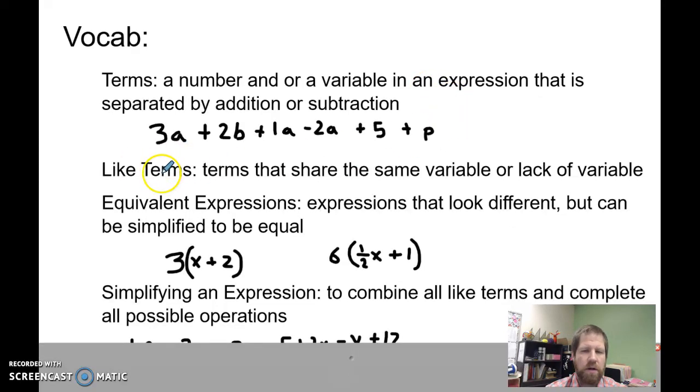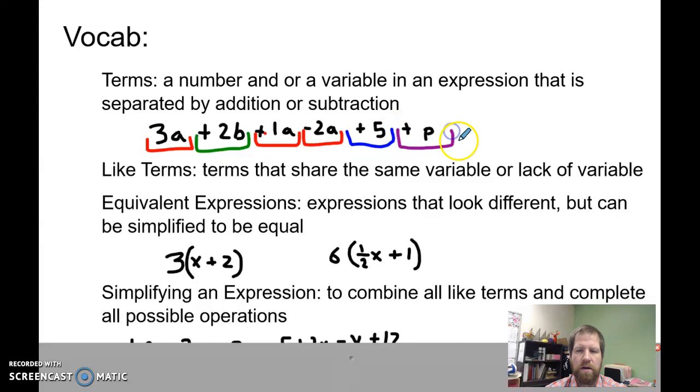Like terms are terms that share the same variable, or lack of variable. So my like terms here would be all of the ones with a in them. And then everything with a b would be a different like term. Every just number without a variable would be a different like term. And then all my p would be different.